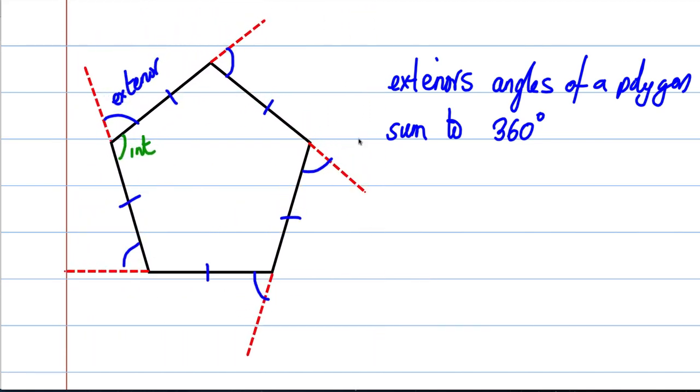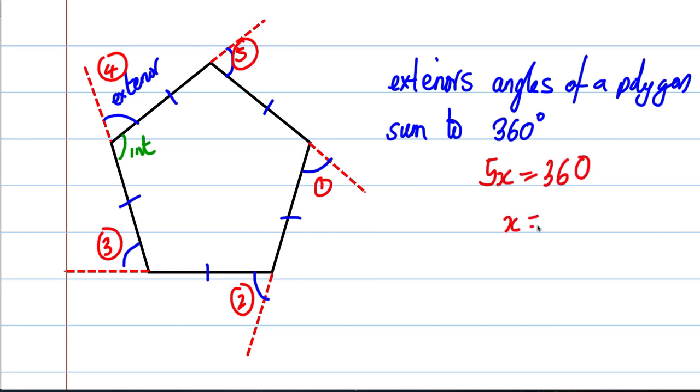Hence, all those angles add to 360. Now, if they're all the same, I have one of them, two of them, three of them, four of them, five of them in this case. So if each one's x, we have 5x is 360. 1x would be 360 divided by 5, which would be equal to 72 degrees.